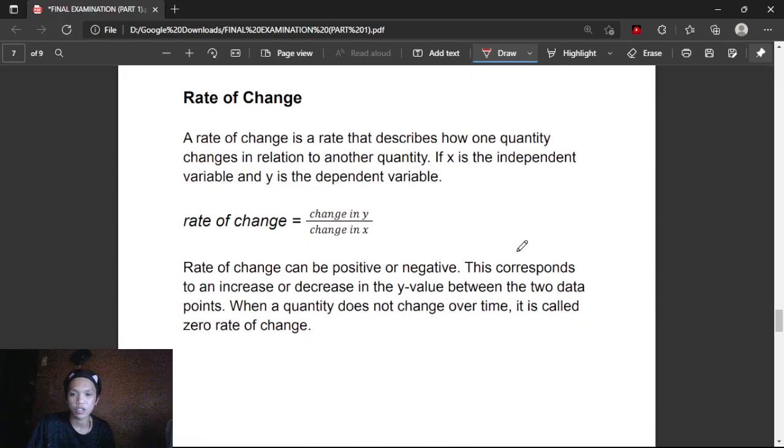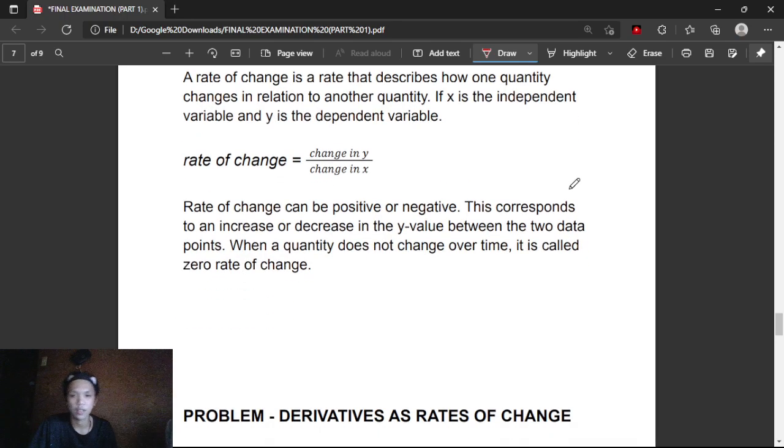Rate of change. Next is the rate of change. A rate of change describes how one quantity changes in relation to another quantity. If x is the independent variable and y is the dependent variable, this is the formula of the rate of change: rate of change equals change in y over change in x. The rate of change can be positive or negative. This corresponds to an increase or decrease in the y value between the two data points. When a quantity does not change over time, it is called a zero rate of change.